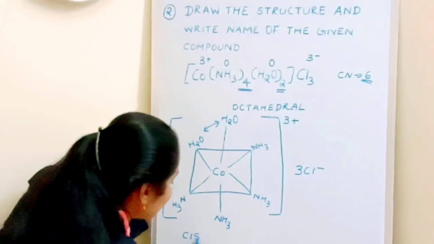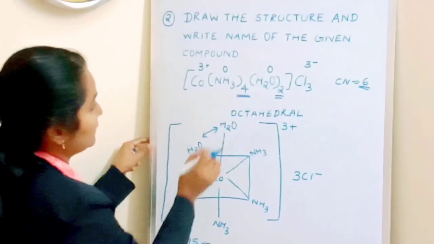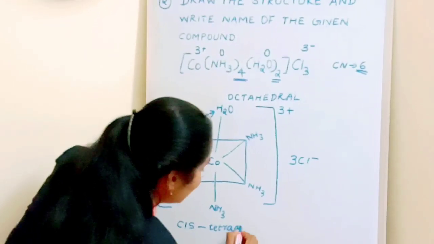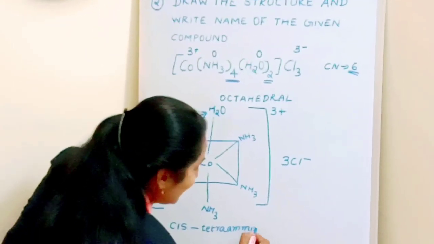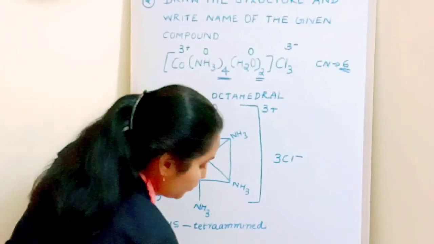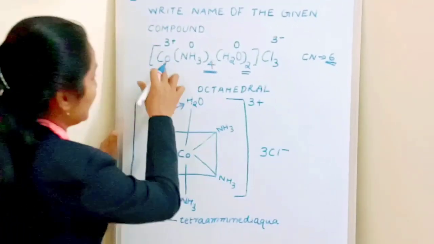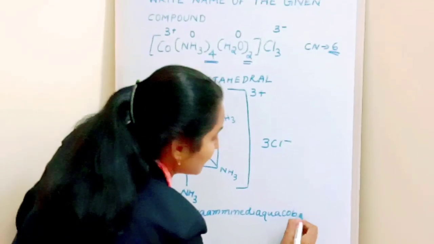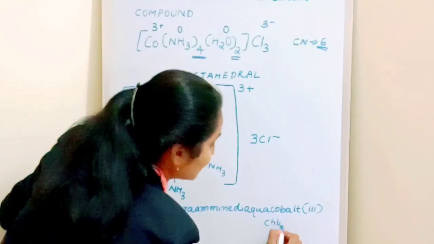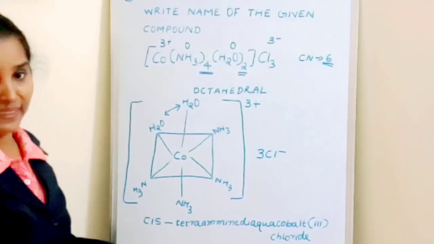So we will name it as cis tetraamminediaquacobalt(III) chloride. This is the name of the given coordination compound in its cis form.